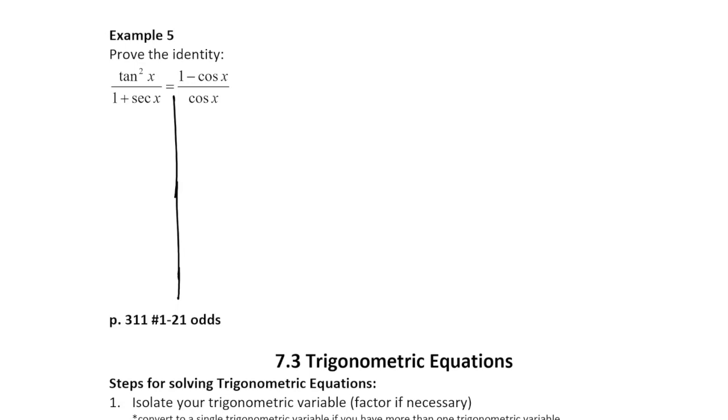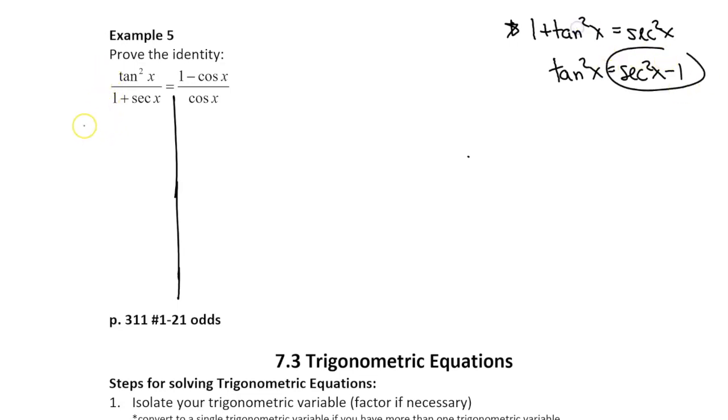Taking a look at this though, when you see that tan squared x, you probably want to refer back to your Pythagorean identities. If you have 1 plus tan squared x equals secant squared x, we know that tan squared x is equal to secant squared x minus 1. And because the denominator is in terms of secants, we might want to do something with that because that might help us get there a little bit faster. So I'm going to change the tan squared x to say secant squared x minus 1. And then the denominator here is 1 plus secant x.